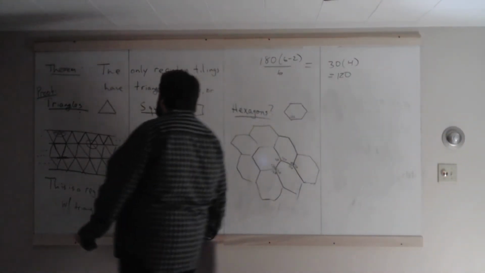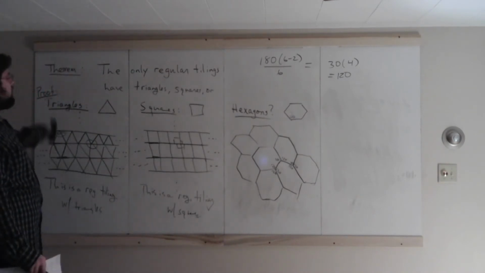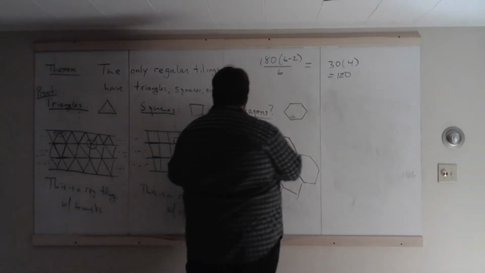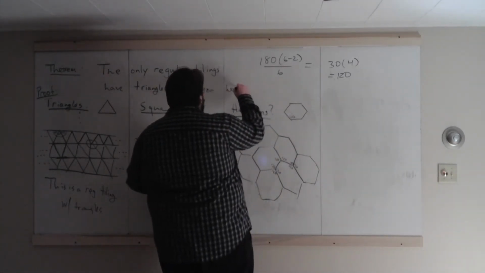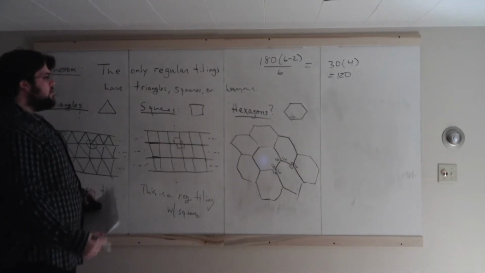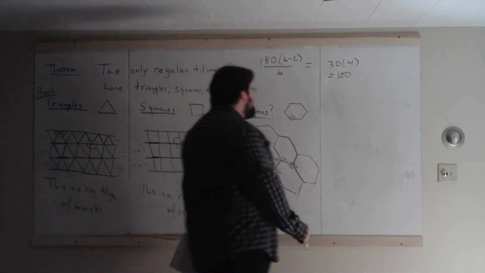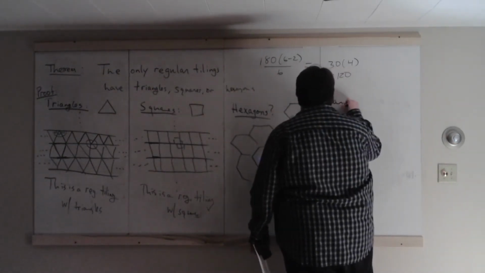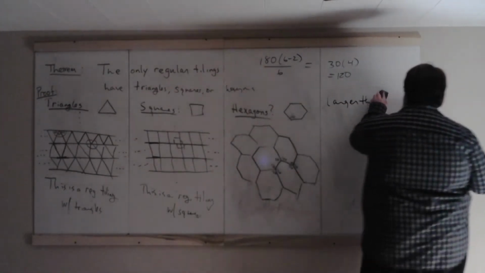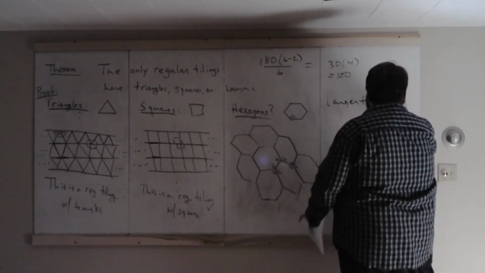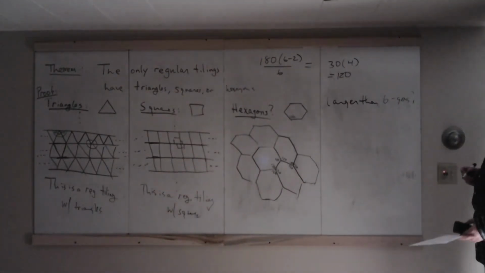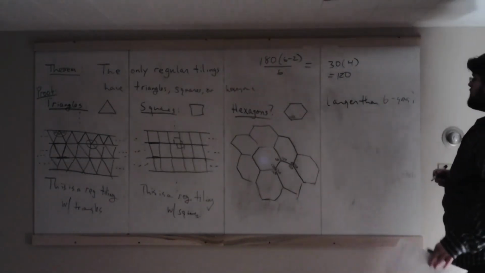So we showed this theorem for triangles. We showed it for squares. We showed that it doesn't hold for pentagons. We showed that it does hold for hexagons. What about larger than hexagons? So let's say larger than 6-gons. Well, we'll go through an argument quite similar to the pentagon argument.